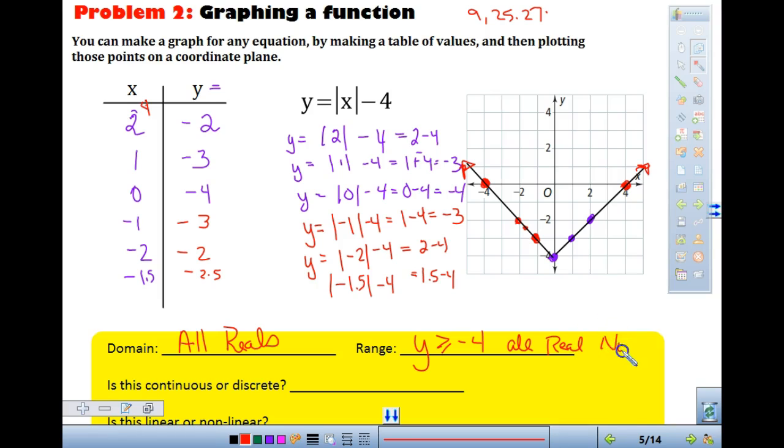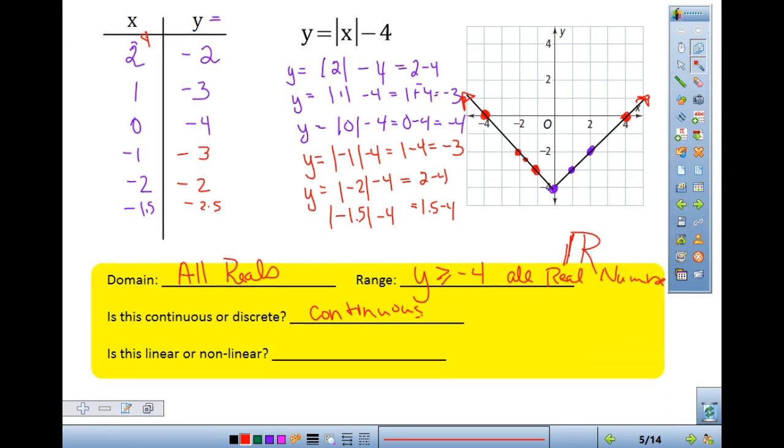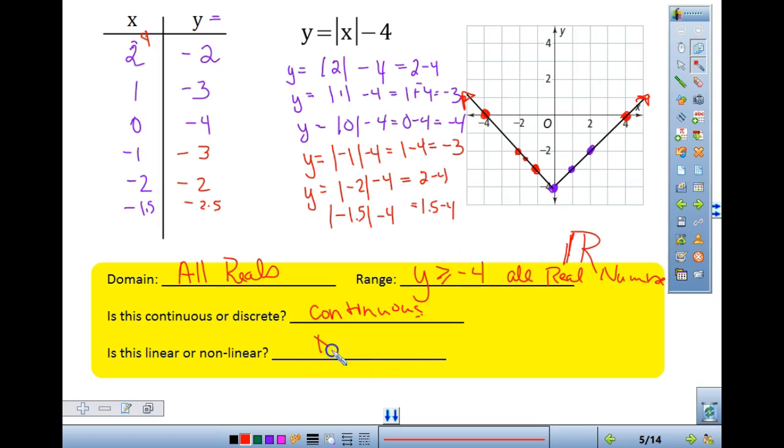Now, sometimes for all real numbers, you will see mathematicians use this capital R, like this. So that is for saying all real numbers, okay? It's kind of shorthand. It usually has 2 lines, not just an R, but specifically 2 lines. So that lets people know, oh yeah, that's real numbers. Is our graph continuous or discrete? Continuous. And then the last question is asking you, is it linear or nonlinear? And it is definitely nonlinear.